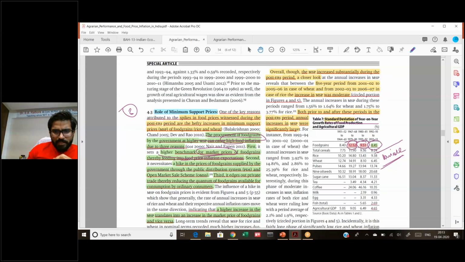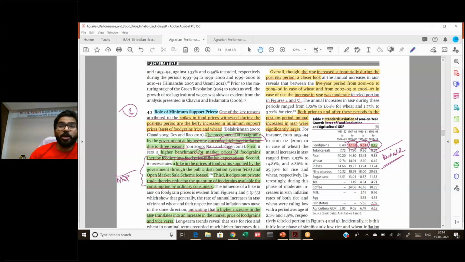Then the second is that once the prices of food grains supplied to the government also increase, it also increases the prices at which the public distribution system and the open market sales scheme will be able to provide. Now let me explain this part, because this is a little technical. As I told you, MSP will be the floor price. This will be the price at which the government will be ready to buy whatever food grains the farmer is willing to sell.